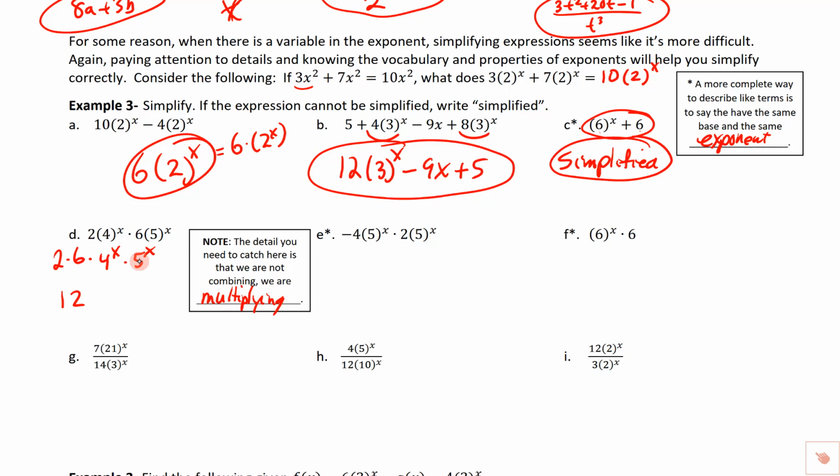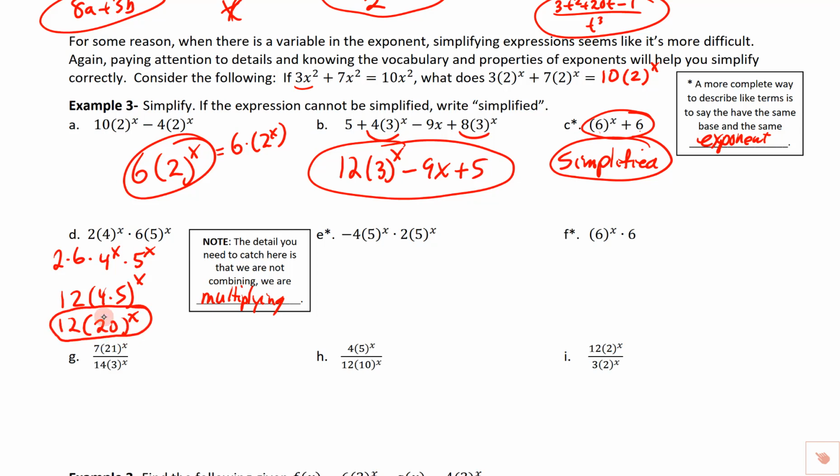Well, this is what we were talking about the other day. So what we can do here is we can kind of apply this and say, look, this is like the power property in reverse. So what we do here is we'd say, look, I can just write 4 times 5 to the x, and then this would be 12 times 20 to the x. And that would be the answer.